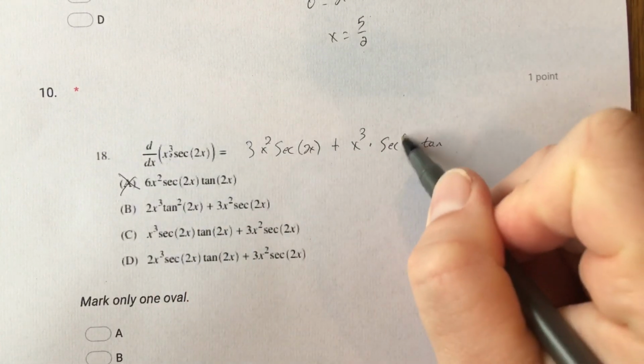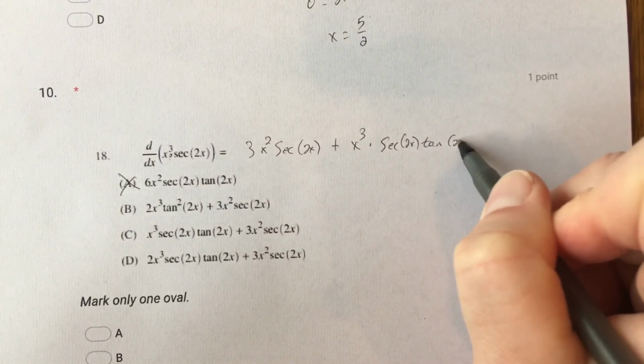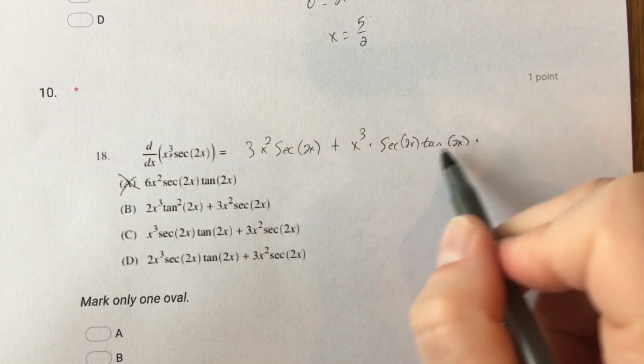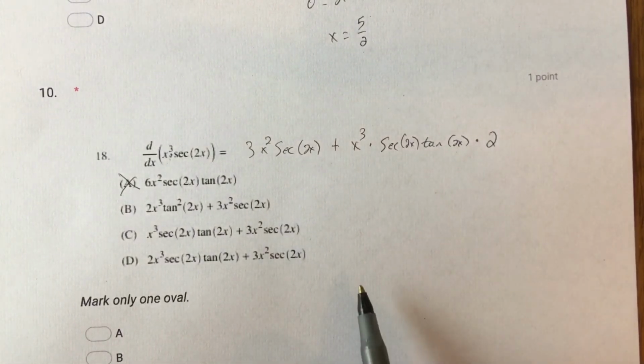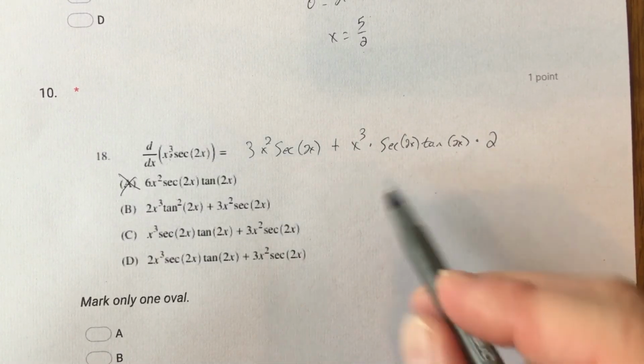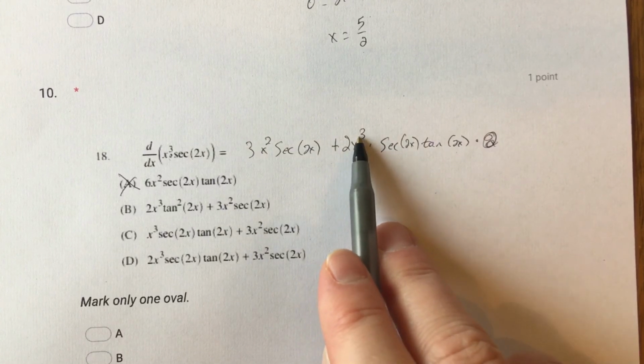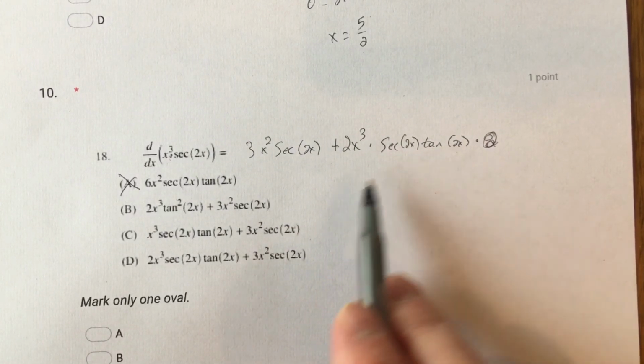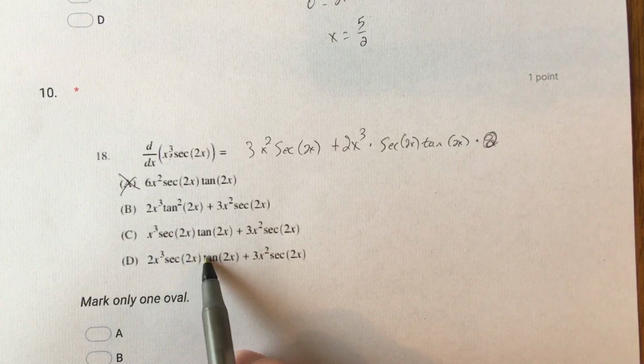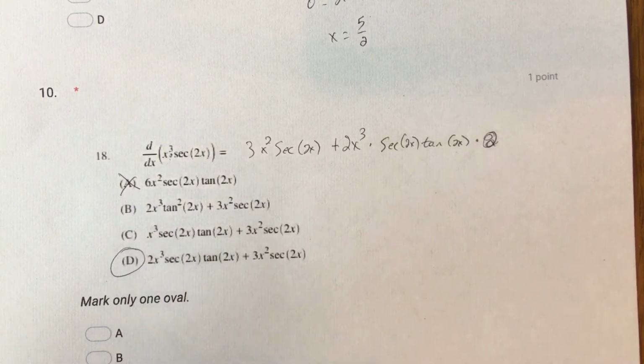Now we're going to keep the 2x in there as is, and then we're going to multiply by the derivative of 2x, which is 2. All right, so now I'm looking, if I can put that 2 right here, I'm looking for something that has a 2x cubed secant 2x tangent 2x. That's option D right there.